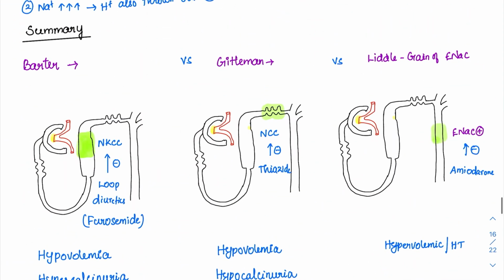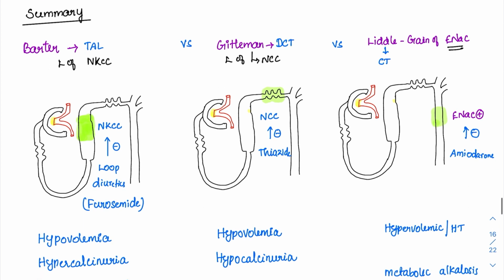So coming to the summary, we are going to summarize all the features. Coming to Bartter syndrome, in which area is it affected? It is affected in the thick ascending limb. Coming to Gitelman, it is affected in the DCT. Coming to Liddle, the gain of function happens in the collecting tubule. In the diagrams also we have mentioned that. Coming to the channels, in Bartter it is NKCC, Gitelman it is NCC, and Liddle it is the gain of function of ENaC. These two are loss of function, and this is also a loss of function. Only the gain is in the ENaC channels. This is given in the diagrammatic representation also.